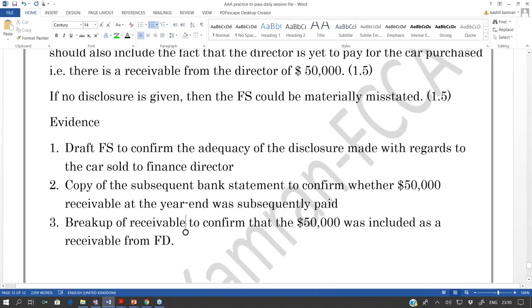Right, so are you getting the track of the evidences? See, I use draft financial statements, I use copy, I use breakups, and I told you in my lecture that I will not write the word copy of the breakup, I'll only write breakup. So did I stick to the rules? Breakup, no copy of breakup. The draft financial statements, not a copy of the draft financial statements. And yes, the bank statement is a management document, so I'll say copy of the bank statement. So 4.5 and 3, 7.5.